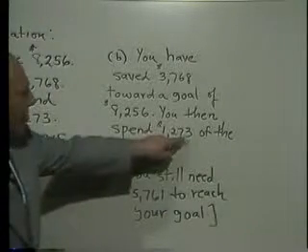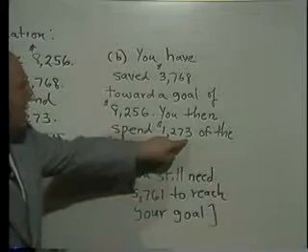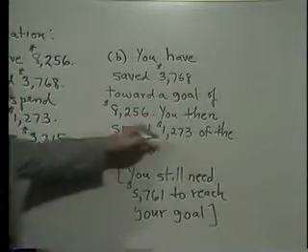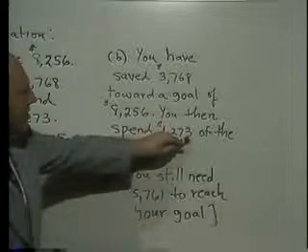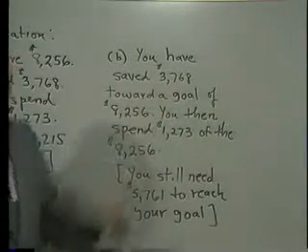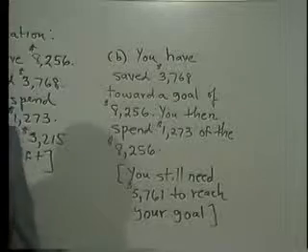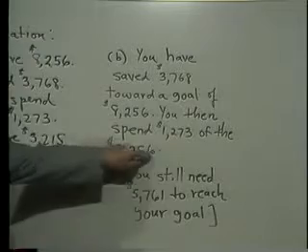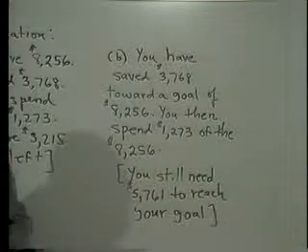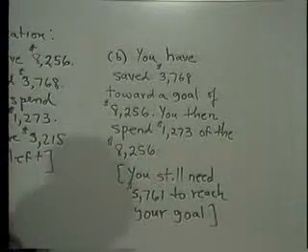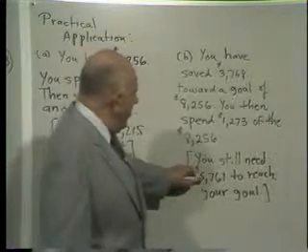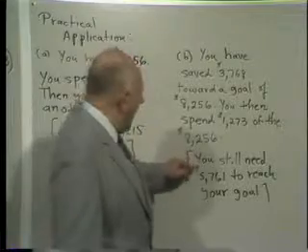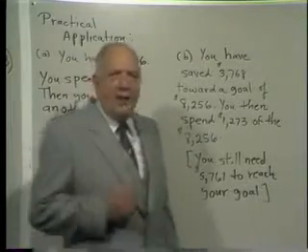Now, you see what's happening now. Where is that $1,273 coming from? It's coming from what you already saved. You're spending part of what you saved. I have to subtract the $1,273 from the $3,768. That's the money that I have left. Now, that amount gets subtracted from $8,256 to tell me how much money I still have to raise to buy my car. You see, the answer to Part B, namely $5,761, in this case dollars, is the amount I still need to reach the goal of buying the car.